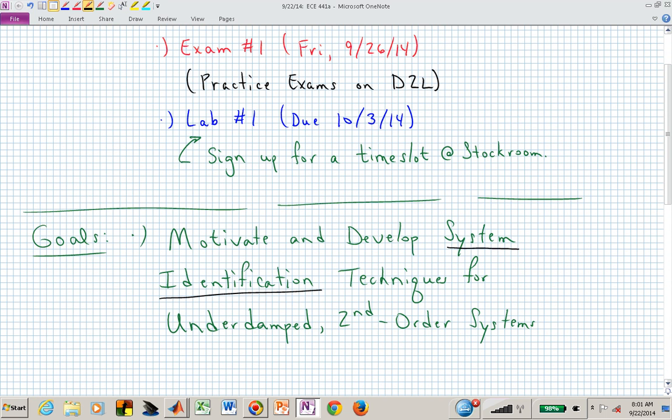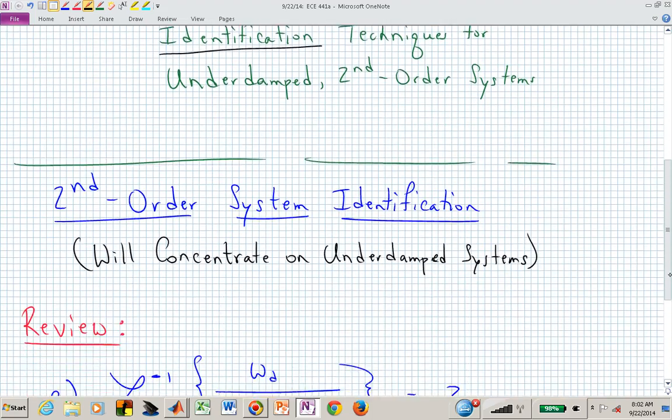Today, what I want to do is continue developing system identification techniques, and in particular, techniques for underdamped second-order systems. Last time we talked about first order, and now you can look at time domain or step response data and pull from that information transfer function representations. We want to do the same thing for second-order systems.